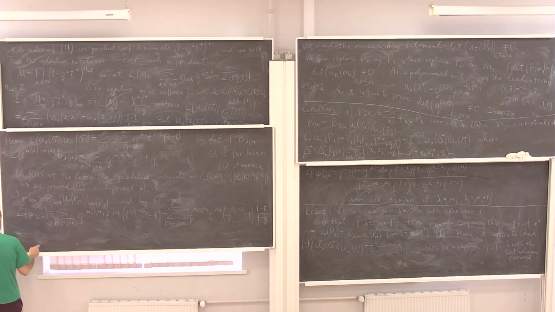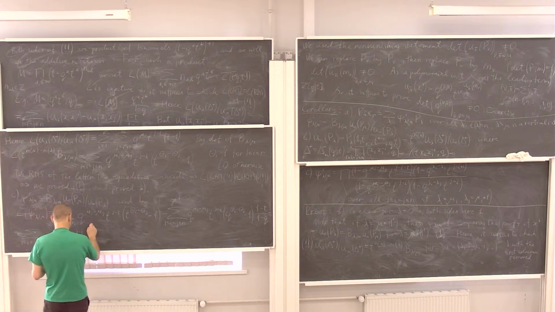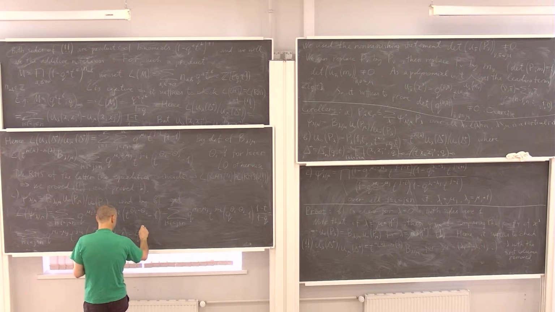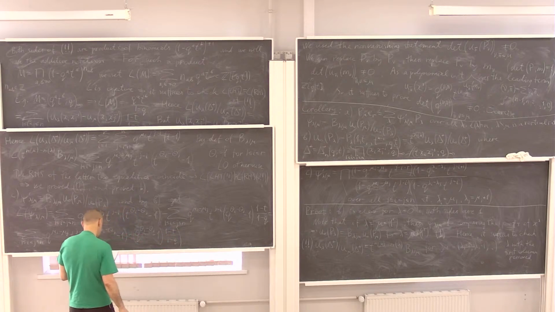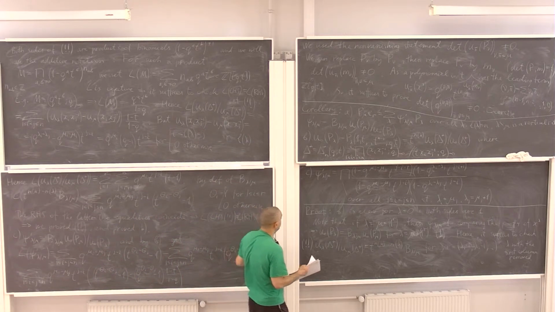And this is the sum over all pairs q to mu i minus mu j, t to j minus i, t to theta i minus theta j minus 1, minus q to theta i minus theta j minus 1 times 1 minus t over 1 minus q. Okay. Now we want to compute this sum.